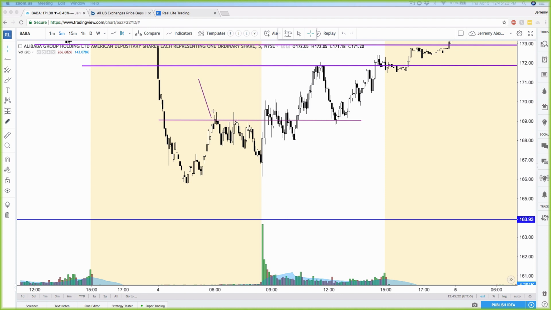This is how I would draw my resistance line on BABA. And I would have done a limit buy there with a stop below the low of all of that pre-market support. Boom, boom, boom, boom. And also below the low of that white candle right there. Now, bullish fades, set it and forget it.